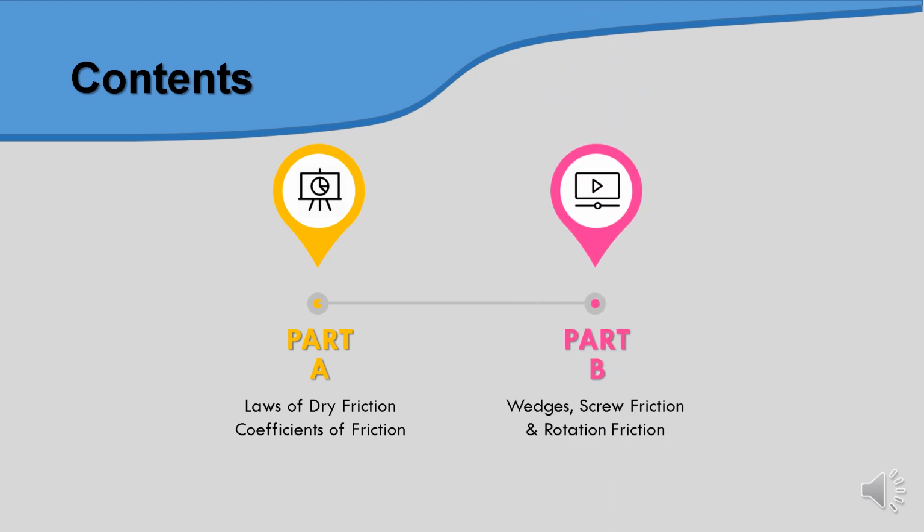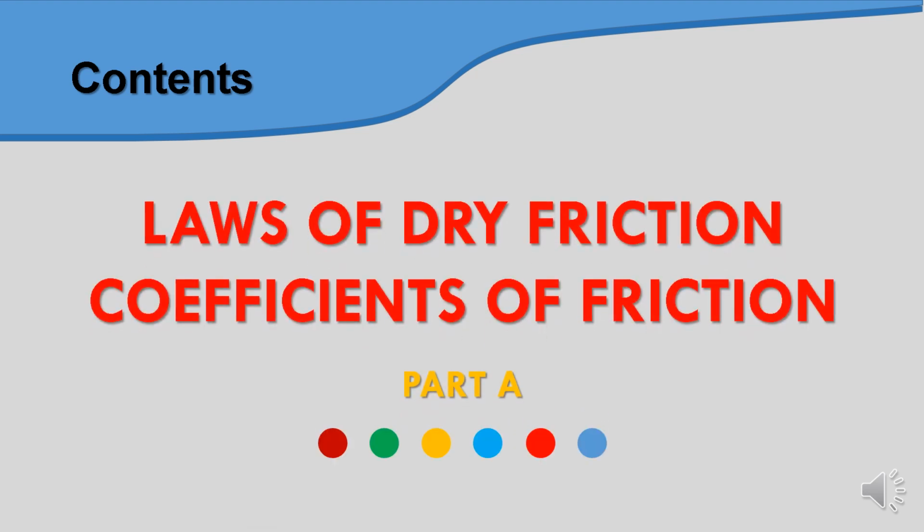The first one is Part A, which covers laws of dry friction and coefficients of friction. And the second part, Part B, we will cover wedges, screw friction, and finally rotation friction. So let's move to Part A, the laws of dry friction, coefficients of friction.